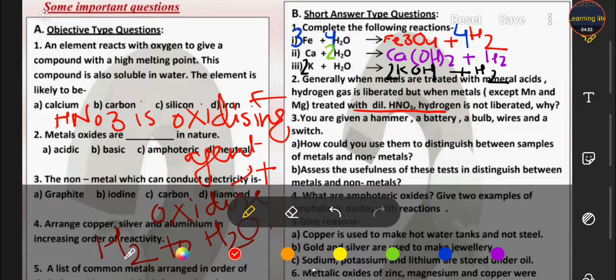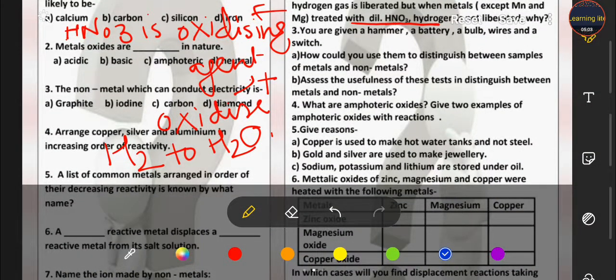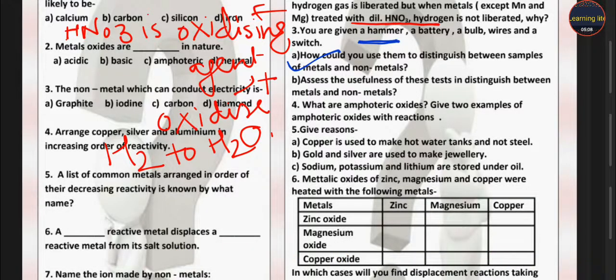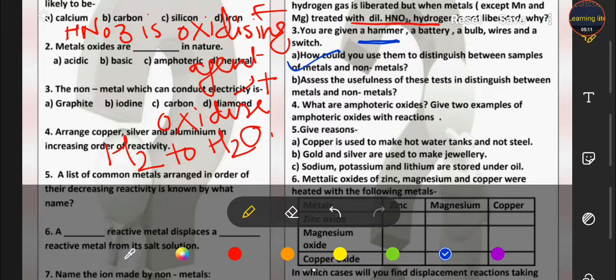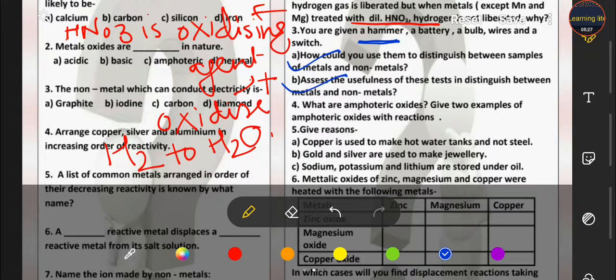Now move on to our third question. You are given a hammer, a battery, a bulb, a wire and a switch. How could you use them to distinguish between the samples of metal and non-metal? So student, for the metal and the non-metal, first for hammer, we can write hammer is used for the metals because metals are malleable and non-metals are non-malleable. And second one, for switch and battery, metals are the good conductor of electricity but non-metals are the poor conductor of electricity. So you have to write here two differences between metal and non-metal.